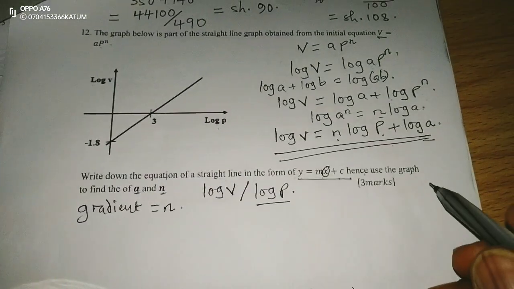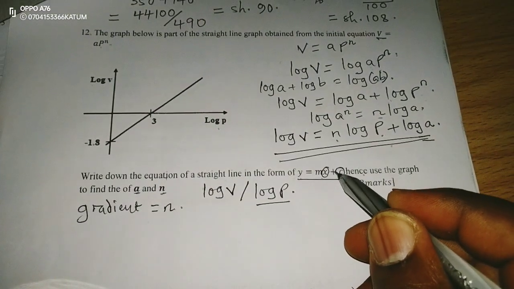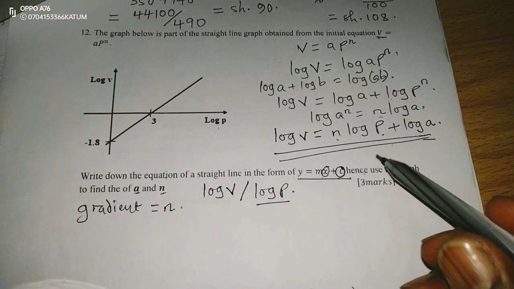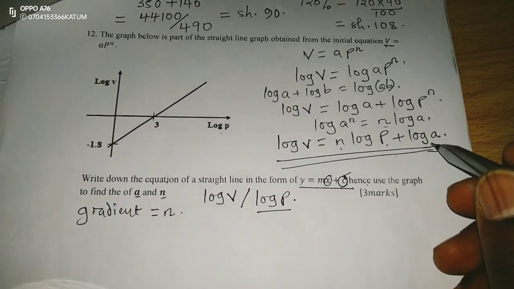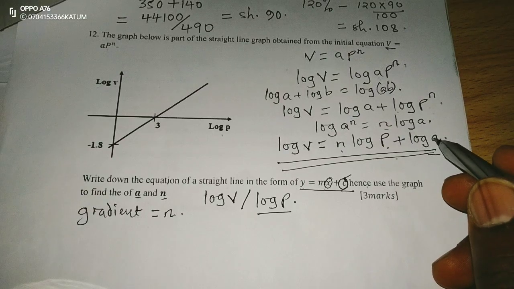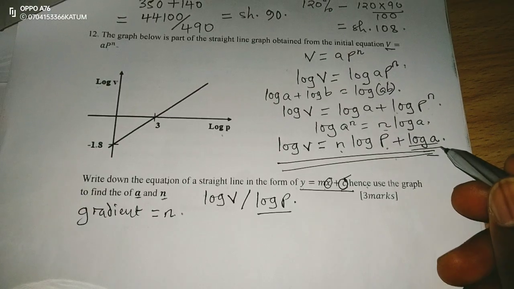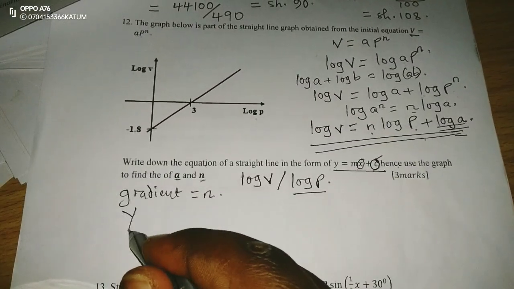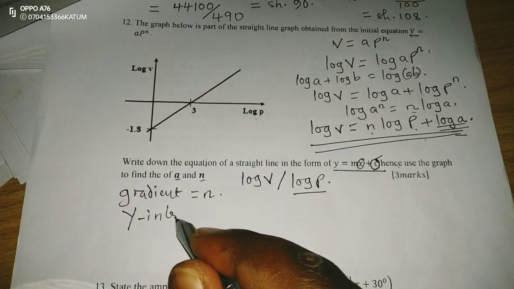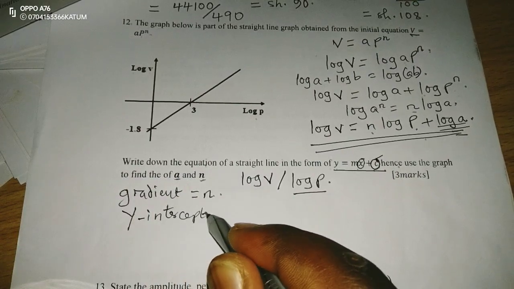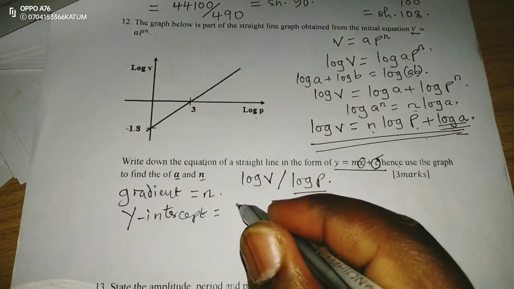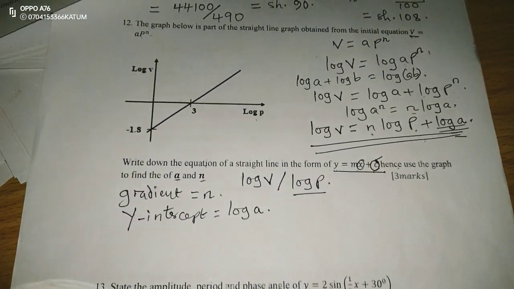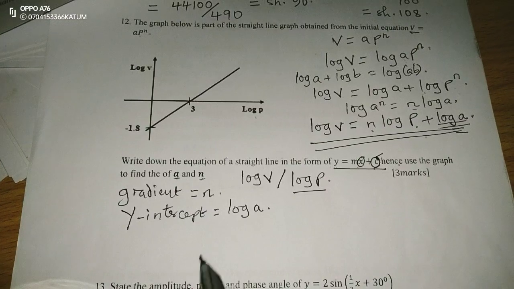And something else we should know: the constant c, using the concept of the equation of a straight line, should give us the y-intercept. So it means the y-intercept, or the vertical intercept, will give us the logarithm of a according to this equation. The y-intercept will give us the logarithm of a.